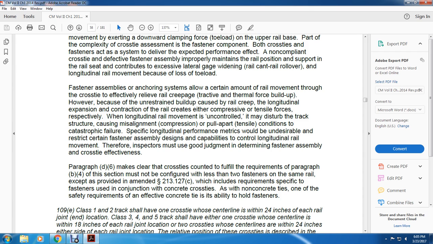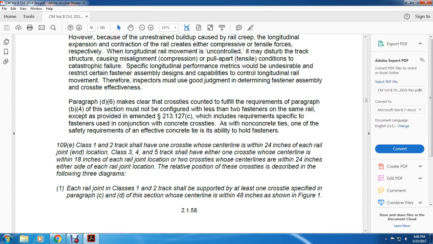However, because of the restraint buildup caused by rail creep, the longitudinal expansion and contraction of the rail creates compressive and tensile force. If longitudinal rail movement is uncontrolled, it may disturb the track structure, causing misalignment with compression and pulled-apart tensile conditions, up to catastrophic failure. Specific longitudinal performance metrics would be undesirable. The restraint can depend on certain factors, such as assembly design capabilities, to control longitudinal rail movement. Therefore, inspectors must use good judgment in determining fastener assembly and cross tie effectiveness.